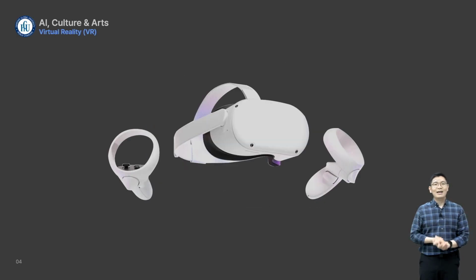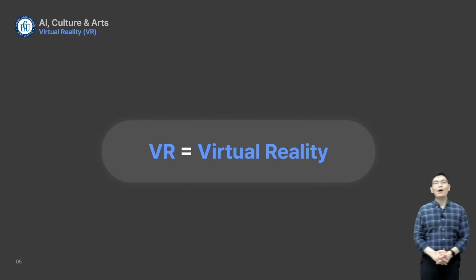Here's a pop quiz. Could you remember this? When we think of VR, we often imagine a device like this. The one shown on the screen is the Oculus Quest 2, which is a product released by Meta. Let's take a closer look at VR. Do you remember what VR stands for? Yes, that's right. Virtual reality.